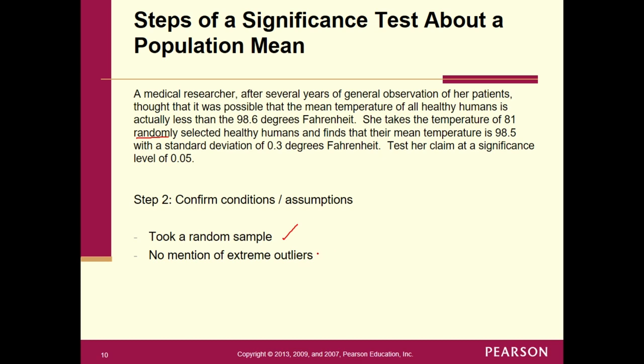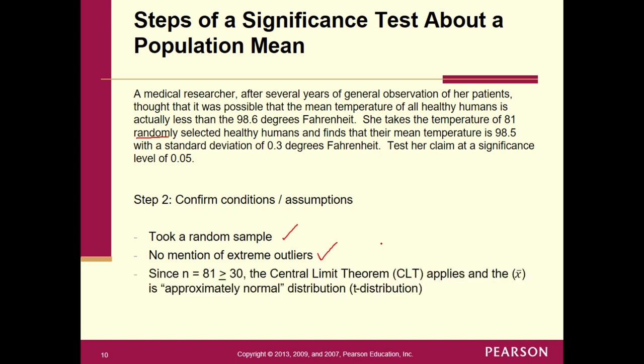If we were doing this in real life and not in an academic setting. Okay, so no mention in the problem of extreme outliers. Third, since n is equal to 81, which is greater than or equal to 30, the central limit theorem applies. And the sampling distribution of x bar, remember that's our way of saying that, is approximately normal.